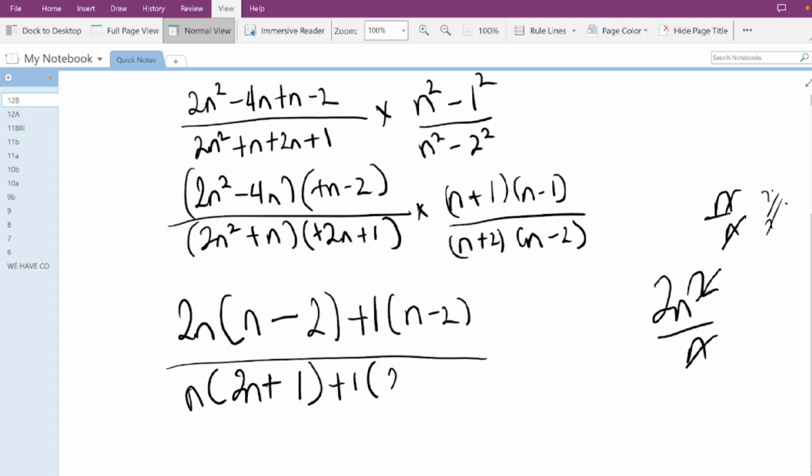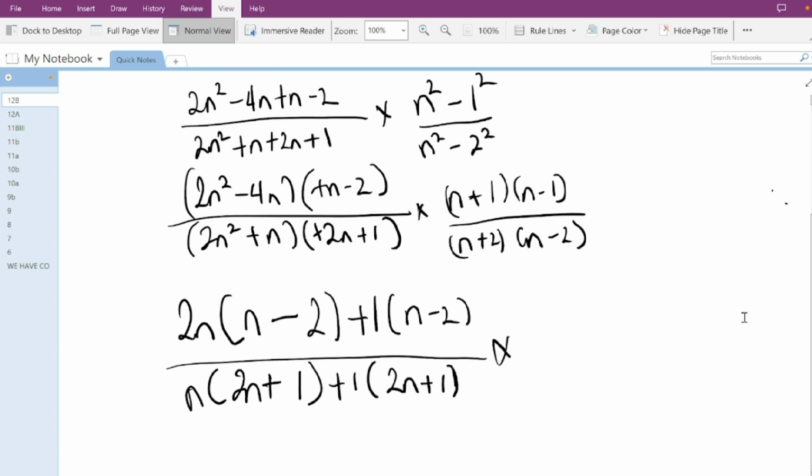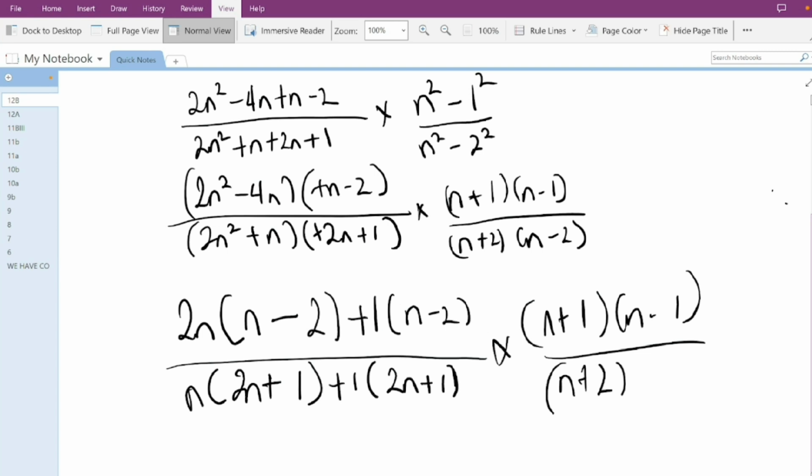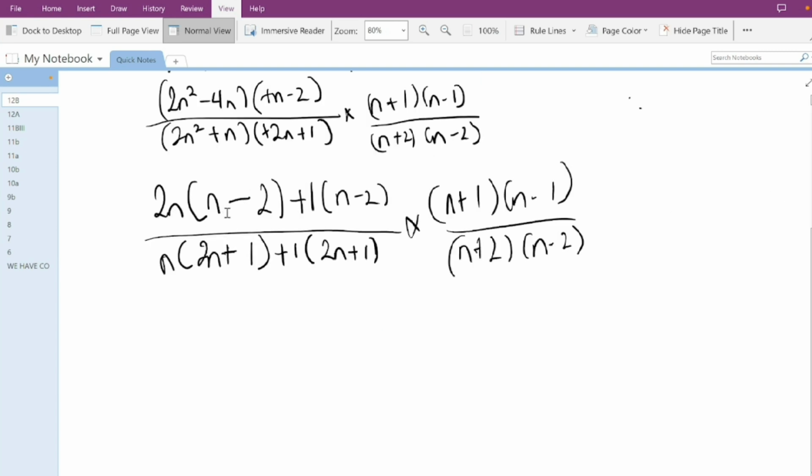You open your bracket, you repeat everything inside. 2n plus 1. Close your bracket. Times. On this side, we still repeat all what we have here. You have n plus 1, close bracket, n minus 1, close bracket, over n plus 2, close bracket, n minus 2, close bracket. On this next line, like we do when we're solving a quadratic equation by factorization, when they are identical or the same, you pick one of them, then join this to this, the 2 outside. So you have n minus 2, close bracket, into open bracket, 2n plus 1. You join this 2n and this 1.